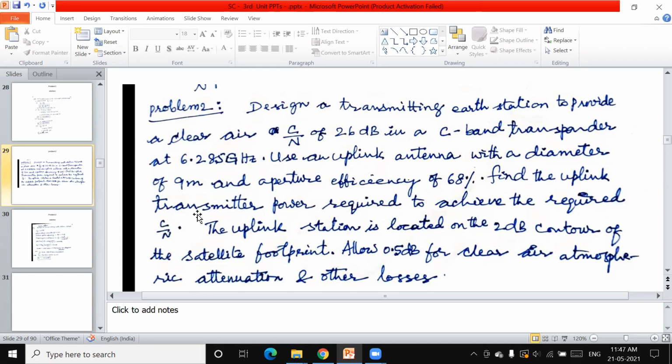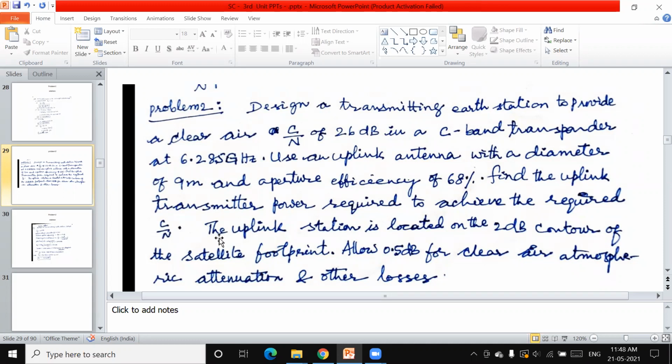What is this C by N? This C by N is nothing but the 26 dB already given in the above statement. So for a 26 dB C by N, what could be the uplink transmitter power PT? That is what you are supposed to find in this problem.